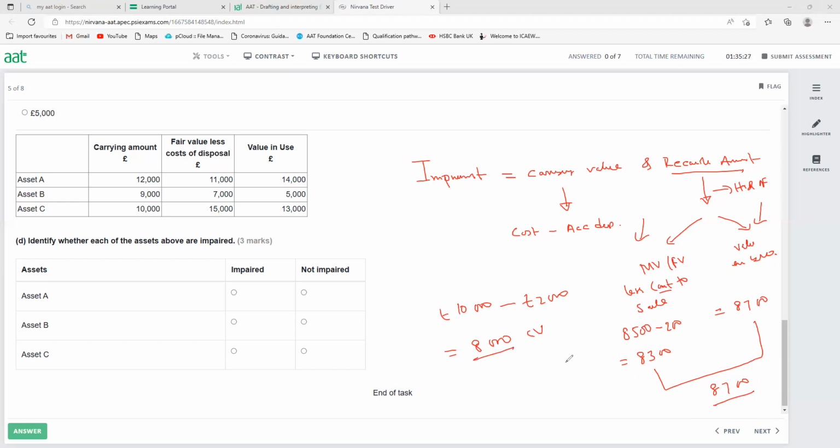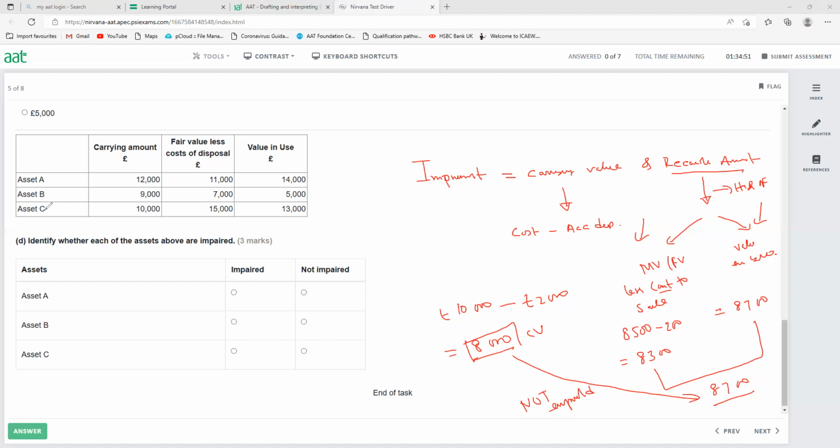Impaired means the recoverable amount is less than the carrying value. Here, my carrying value is 8,000 and my recoverable amount is 8,700, so we can easily say this asset is not impaired. My carrying value is 8,000, but in the market, or if I use it, it is worth more than that. So I'm in a good position; it is not impaired. This is the concept of impairment. If you remember that, any impairment question in the exam will be fine.